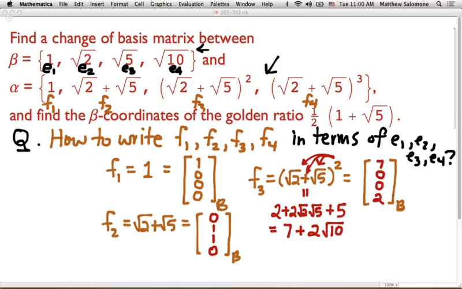So in other words, when I take the square root of 2 plus the square root of 5 quantity squared, the result is 7 times 1 plus 0 times square root of 2 plus 0 times square root of 5 plus 2 times square root of 10. So there are the coordinates of f3 in the b basis.